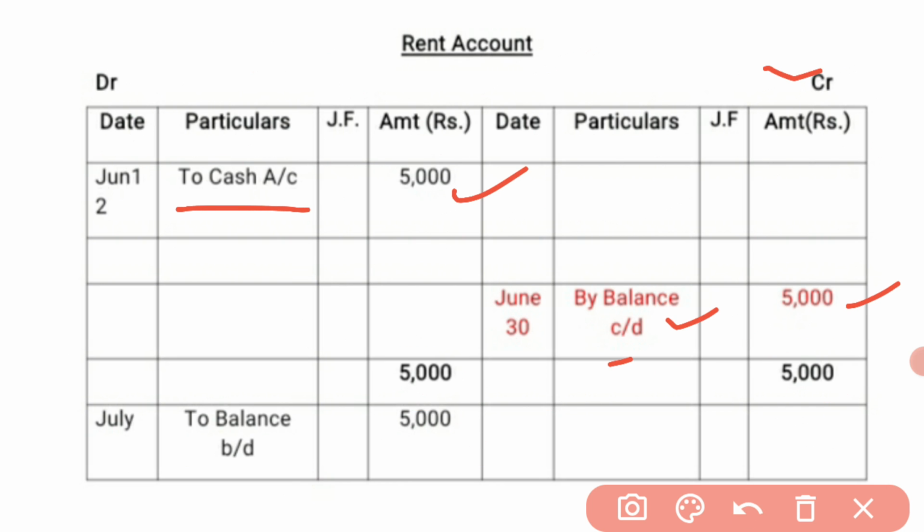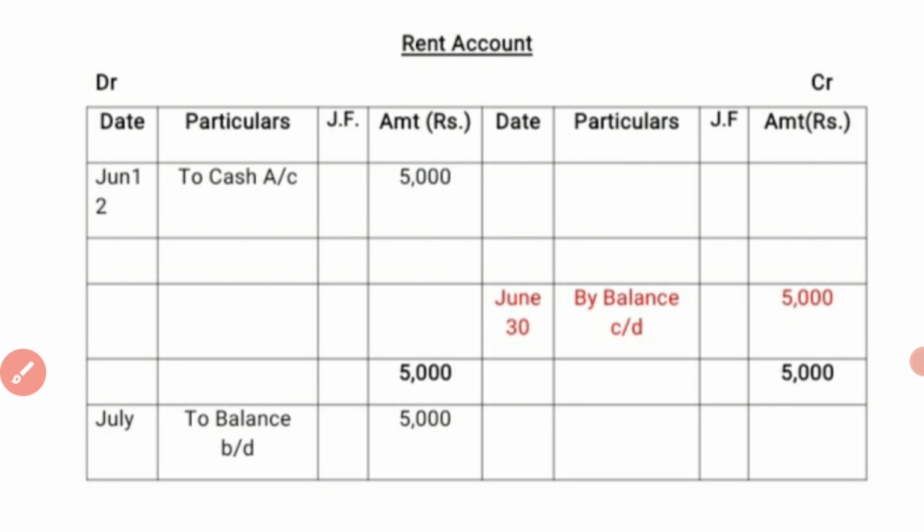This is for the ledger account you are going to prepare, or posting of the ledger accounts. So first you have to prepare the journal entry. With the help of journal entry, we have to identify the name of the accounts, how many accounts are necessary to prepare. Then with the help of this ledger account format, you have to prepare the ledger accounts. If the transaction is debited, then you have to write in the debit side. If the transaction is credited, you have to write in the credit side.